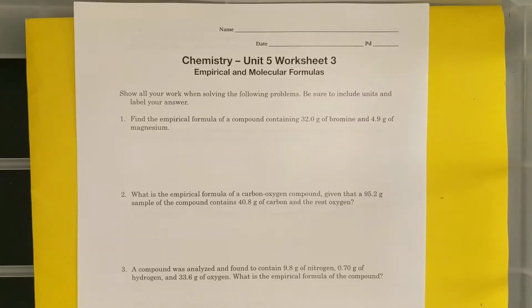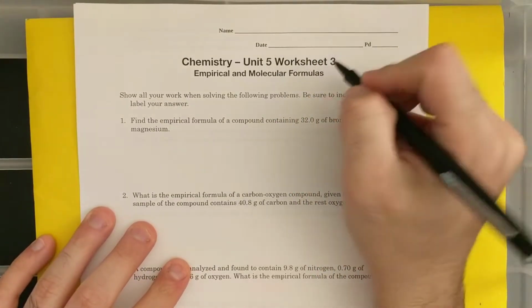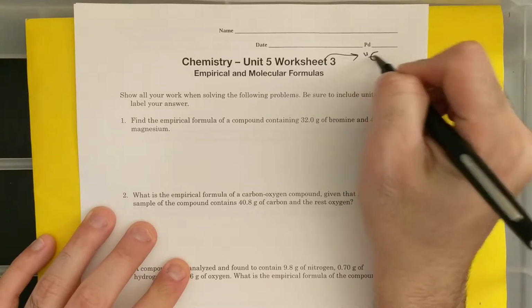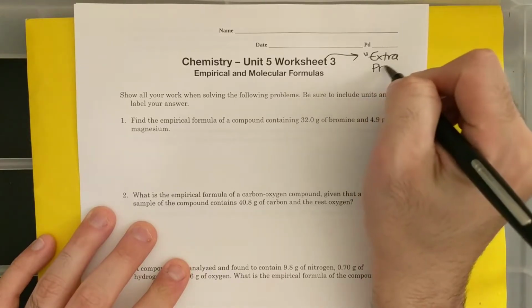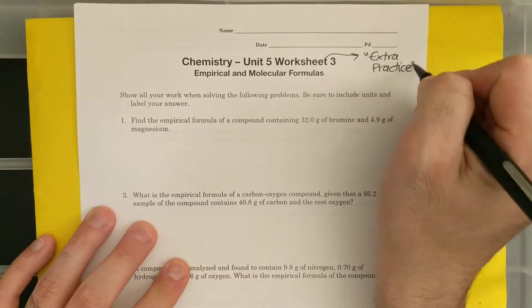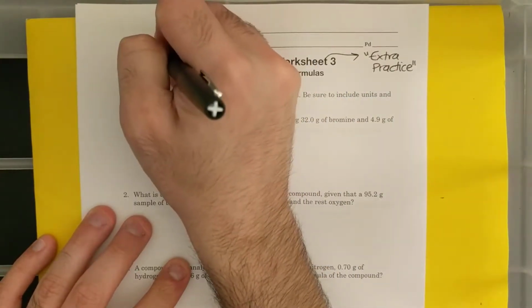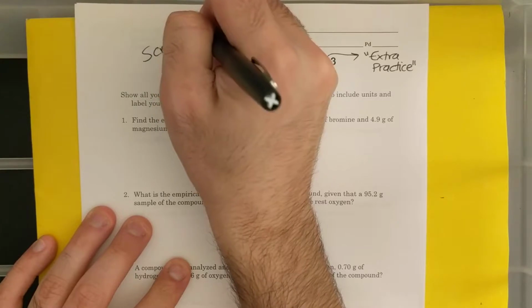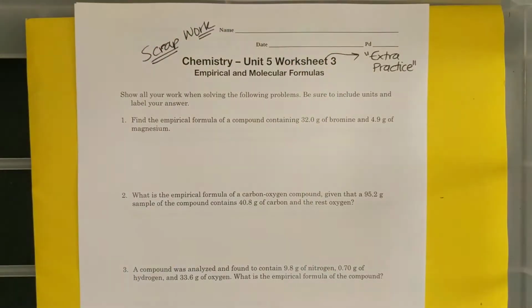Alright, hey Honors Chemistry. I wanted to provide another video on something that we're going to be learning in class briefly, and you could study from this sheet. You're going to get a sheet that says Unit 5 Worksheet 3, and we're going to consider this extra practice. So this is not going to be done as a grade, but it can be considered scrap work. When you go and study, there are just some extra problems for you to do, because on your next unit test, you will have to do the calculations that I'm showing you in this video.